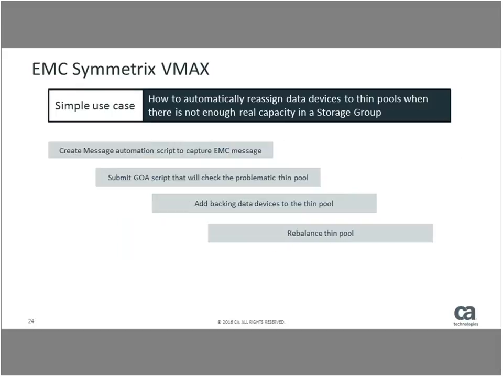If we look at this, in reassigning those, we get a message from the EMC. We submit a script, or a GOA script, that will check where the problematic thin pool is. We'll add the data devices to the thin pool, and then we'll rebalance as necessary. So the support of this really gives the capability to automate some of that process that was not there before, and allow us to potentially eliminate any potential problems that you may have with a critical application, ensuring that the appropriate resources are available in the area and then reassigned back to the areas that they were originally assigned to, so that you go back to the state that is understood by the storage administrator, to make sure they have a starting point that is the same the next day.